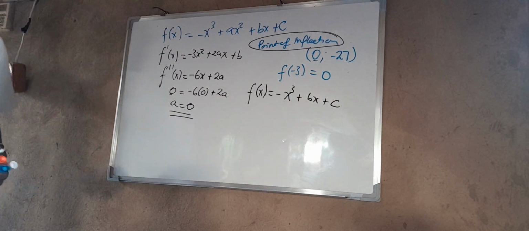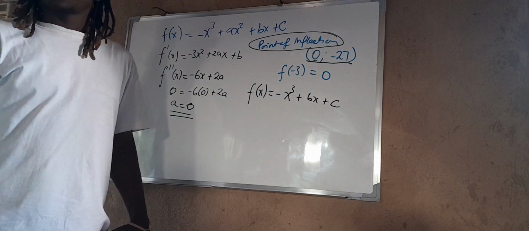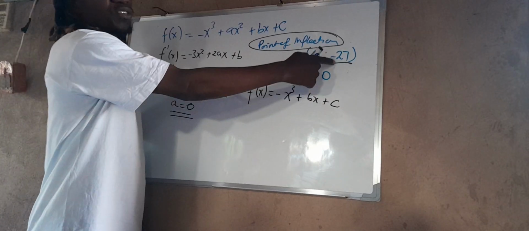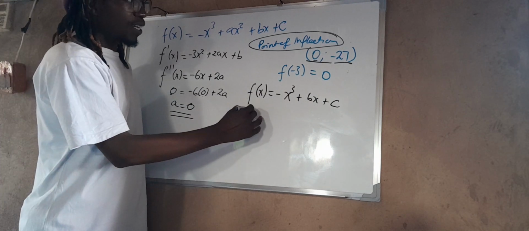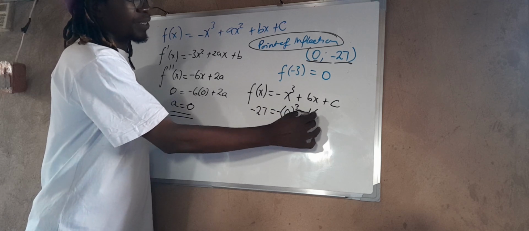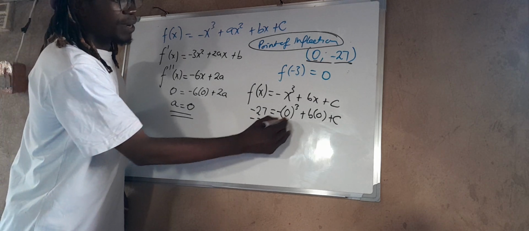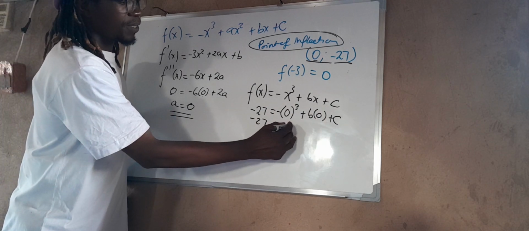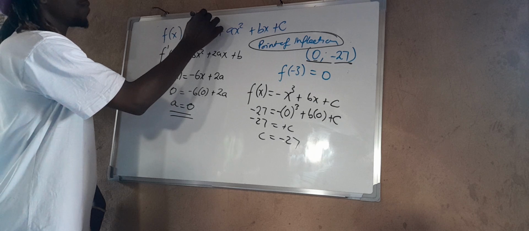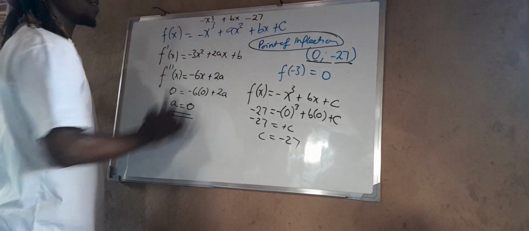Now, what are we going to do? We are going to use this as a point on the graph, right? So if we substitute x is equal to 0, we get negative 27. So negative 27 is equal to negative 0 cubed plus b times 0 plus c, right? So c is equal to negative 27. So our equation now is negative x cubed plus bx minus 27, right?